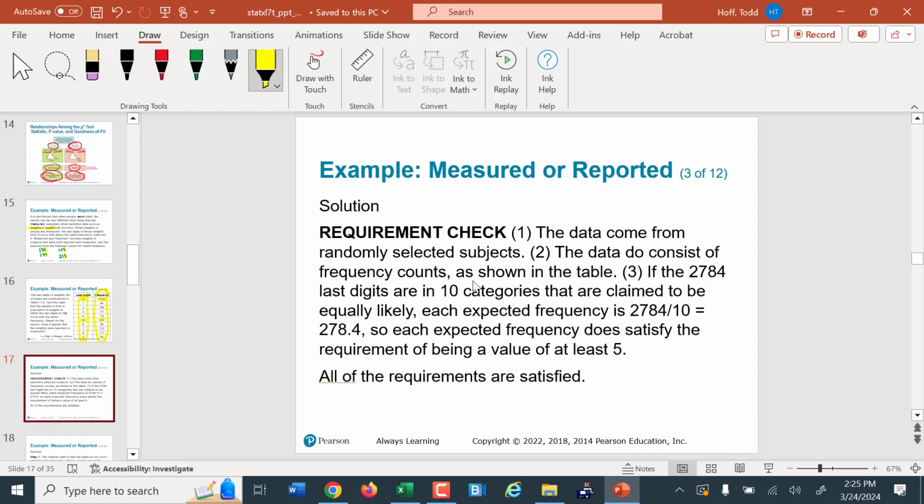So we need to check our requirements. First, the data is randomly selected from our subjects. Second, the data does consist of frequency counts, so we can see it in the table. And third, if there's 2,784 and there's only 10 digits, the expected frequency of each is 2,784 divided by 10, or 278.4, which is definitely larger than 5. So we definitely expect more than 5 frequency for each category. So all of our requirements are met. We can go ahead and proceed with the chi-squared test.